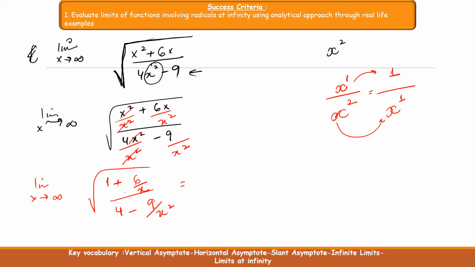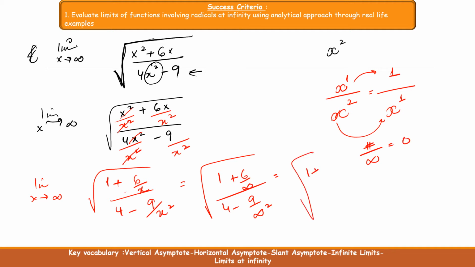Once the question is solved, you just apply the limit. So I will write here square root of 1 plus 6 over infinity, over 4 minus 9 over infinity square. Now I know that a number over infinity is equal to 0. So I will write now 1 plus 0 over 4 minus 9, number over infinity is 0. So square root of 1 over 4 gives me 1 over 2 as my answer. It would be plus minus, of course, because the square root is up, square root is down.